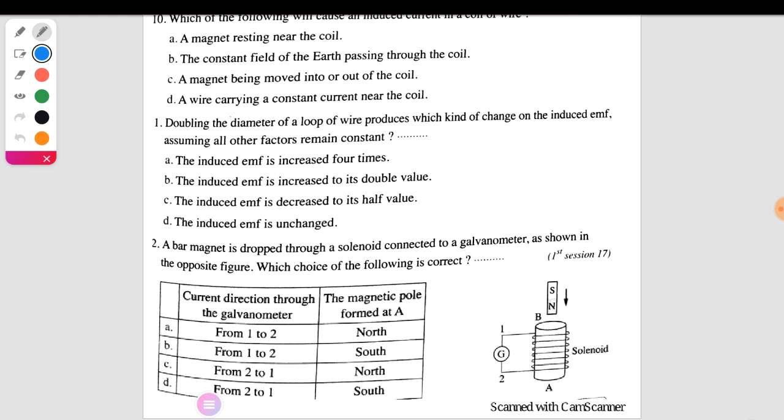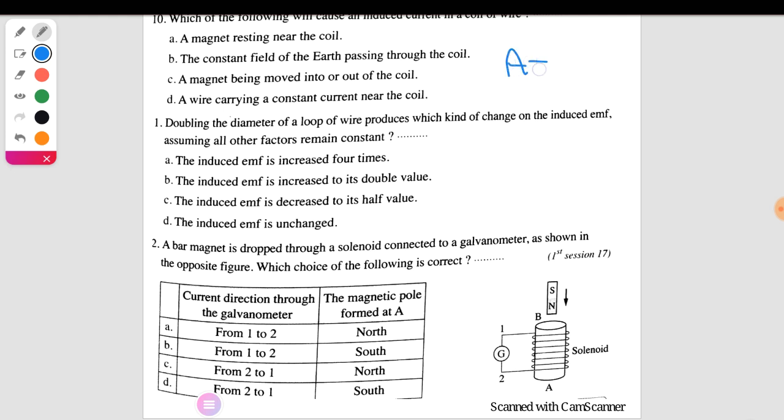Doubling the diameter of the loop wire produces which kind of change in the EMF, assuming all the other factors remain constant? Induced EMF increased 4 times. Induced EMF increased to its double value. Induced EMF decreases to half value. Induced EMF is unchanged. Again, doubling the diameter.